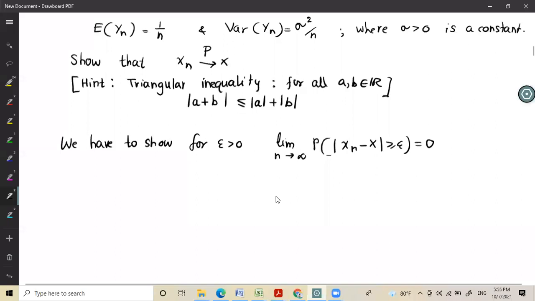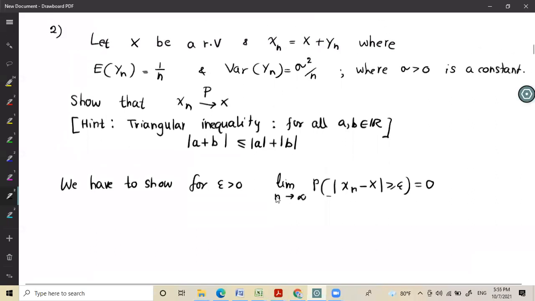Now let's look at this xn minus x. What is it actually? Look at this given information. You have xn equals x plus yn. What does that mean? Xn minus x is what? Yn. So this is what you have to show: the probability that the absolute value of xn minus x, which is yn, is greater than epsilon. That is what you have to show.